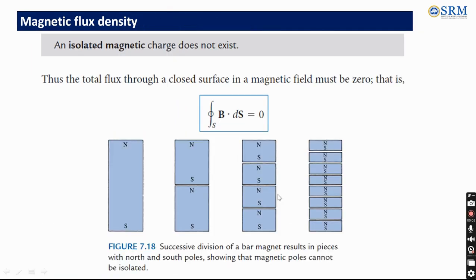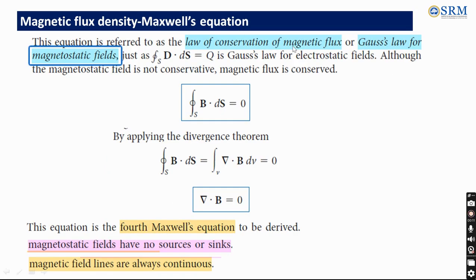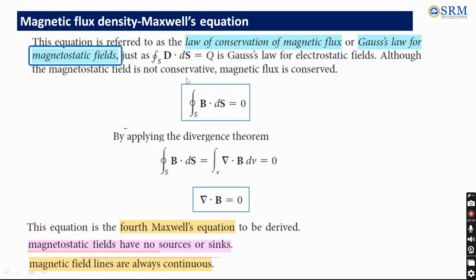So the above equation that we saw here, the total flux through a closed surface in a magnetic field is zero, right? So this is called the law of conservation of magnetic flux, or Gauss's law for magnetostatic field. Whereas in Gauss's law for electrostatic field, we know that along the closed surface, the surface integral of electric flux density is going to be the charge enclosed. Even though my magnetic flux is conserved, my magnetostatic field is not conserved.